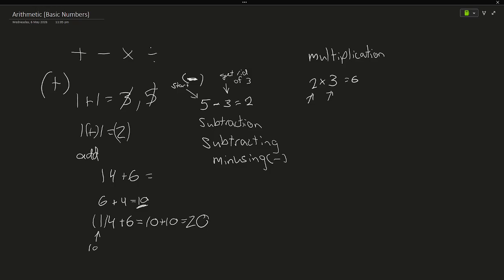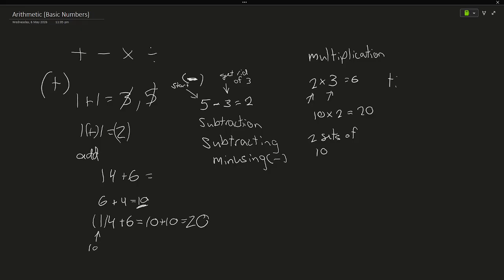Let's say, okay, we'll drop the bouncy ball stuff. Let's say we want to do 10 times 2. What this is saying is we have 2 sets of 10. So 1 times 10 equals 10, but we have 2. So 2 times 10 equals 20.